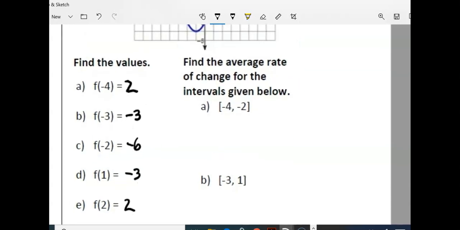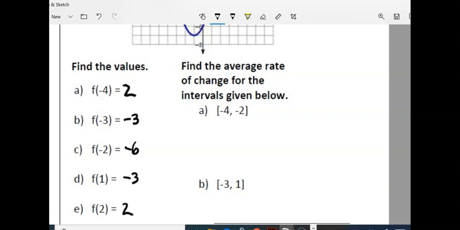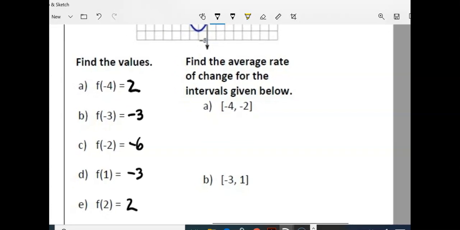So then, using that information, it says find the average rate of change for the intervals given below, from negative 4 to negative 2. So at negative 2 is negative 6. So I'm going to write negative 2, oops, not comma, negative 2, which is negative 6, minus negative 4. At negative 4 we're at 2, so it's minus 2.